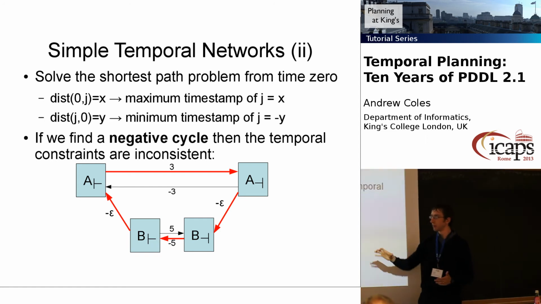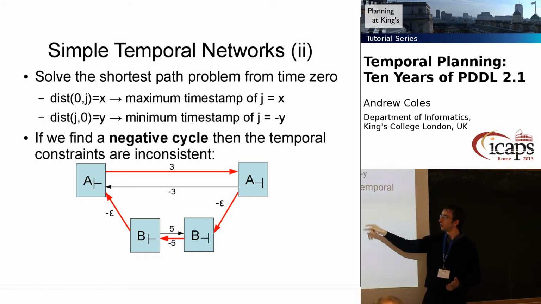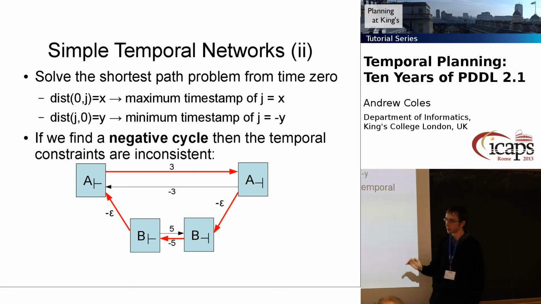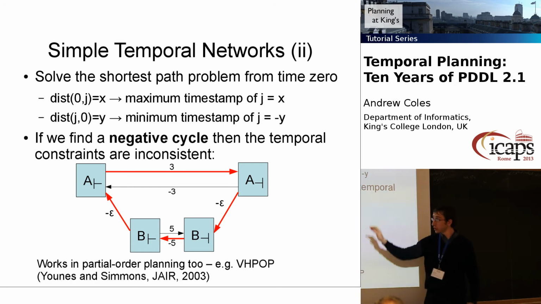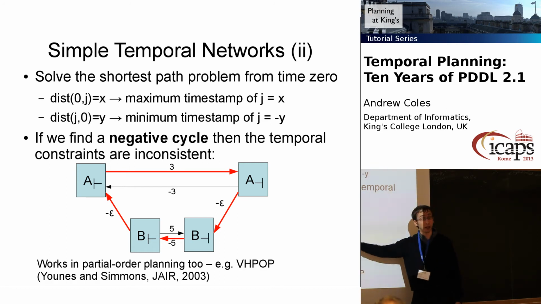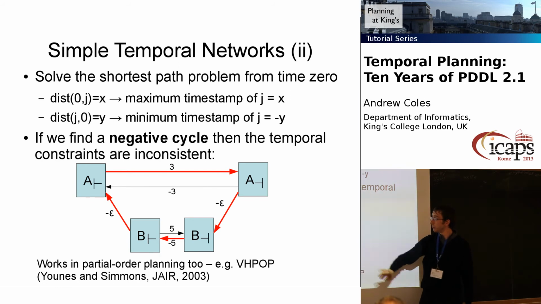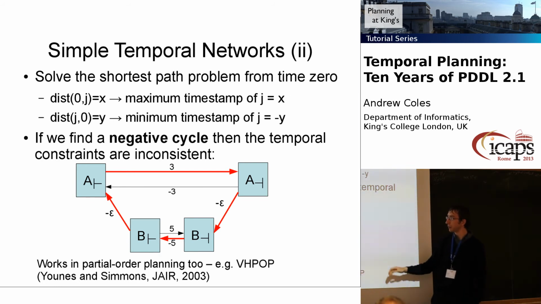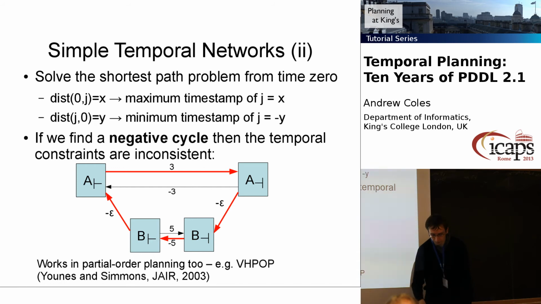There are overheads in obviously building the STN and checking the feasibility, but this tends to be cheaper than, for instance, evaluating an RPG heuristic. And I should add that this works in forward planning, and it also works in partial order planning. So POPF is a temporal partial order planner. Again, it uses this idea of using a simple temporal network to find timestamps of the actions for the temporal plan, and also to check temporal consistency as we go along.